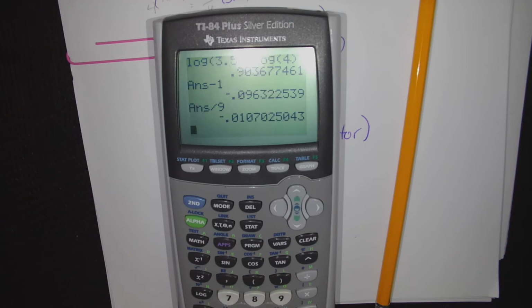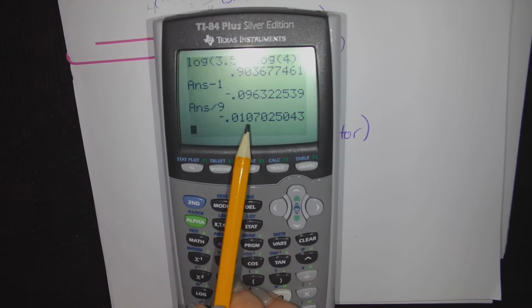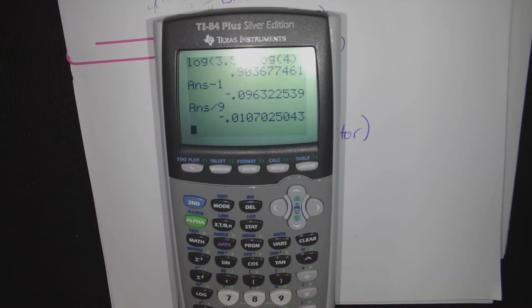So negative 0.011. I got 0.11, that's 7 rounds. Makes that 0 a 1. Grace, I did the same thing you did first. Yeah. That was yesterday. That was a long time ago.